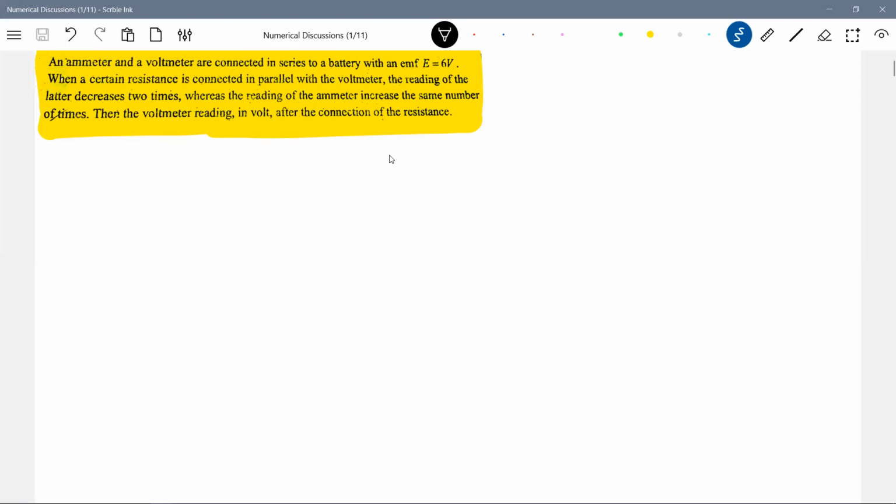Okay, there is a battery of 6 volt. This is the ammeter and this is a voltmeter. This ammeter will have some resistance, we'll call it RA. Resistance of the voltmeter, let it be RV. When a certain resistance is connected in parallel with the voltmeter, the reading of the latter decreases. Earlier there is some current flowing, we'll assume this one, I1. Now I'm going to connect a resistance.